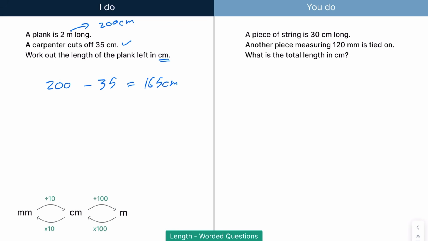Again, hopefully you've pressed pause and had a go at the example on the right. So they want the answer in centimeters. This bit's fine. We have a piece of string, another piece is tied on. Well, how do you convert that? So how do you go from millimeters to centimeters? Well, you divide that. So that becomes 12 centimeters. So the answer is going to be 30 plus the bit they've tied on. So that would be 42 centimeters in total.